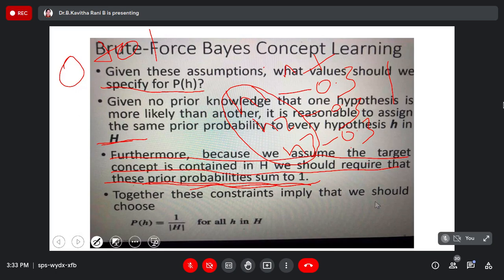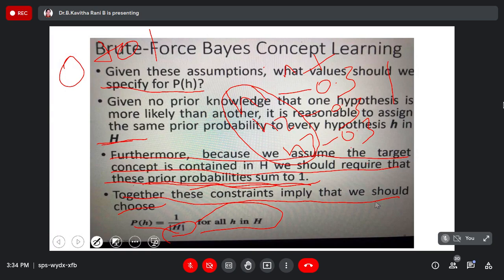Together these constraints imply that we should choose probability of H equal to 1 by modulo of H, the number of hypotheses in the hypothesis space, for all H in H. If none of them turns out to be the best hypothesis, we take all hypotheses with equal probability. In any case, I will tell you how to get the best one; that we will see next.